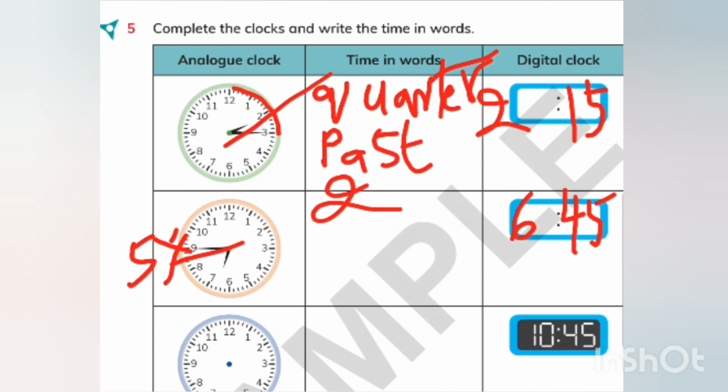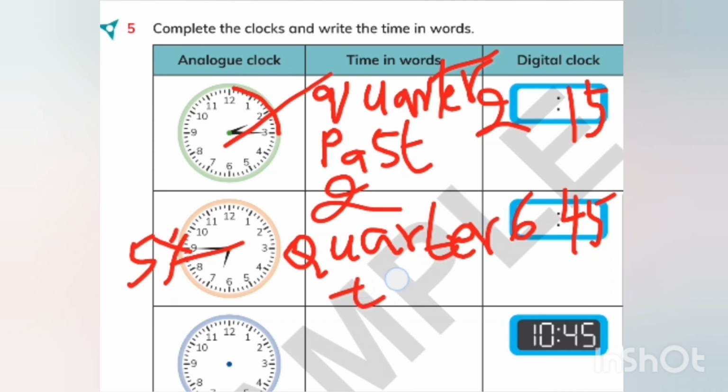Now we will write. 6:45 means 15 minutes are remaining to 7, or quarter to 7. So what will you write? Quarter, because 15 minutes are remaining to 7, so we will not write past, we will write quarter to, which means after 15 minutes it is going to be 7 o'clock. So the answer is this one. Understand? Now write the answer of these two, and then we will go towards another.